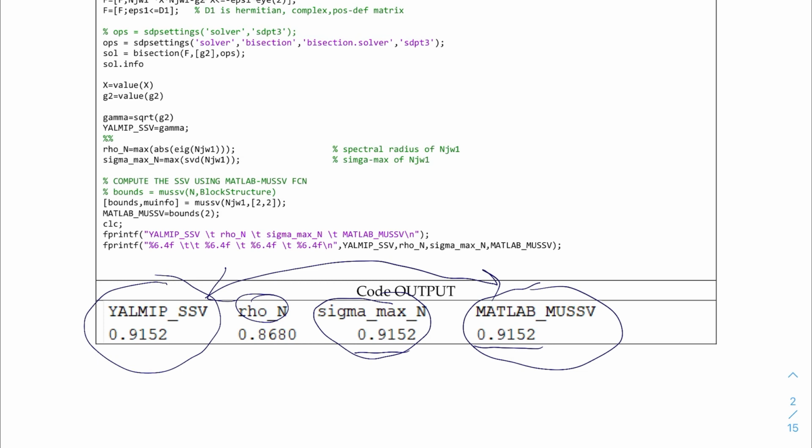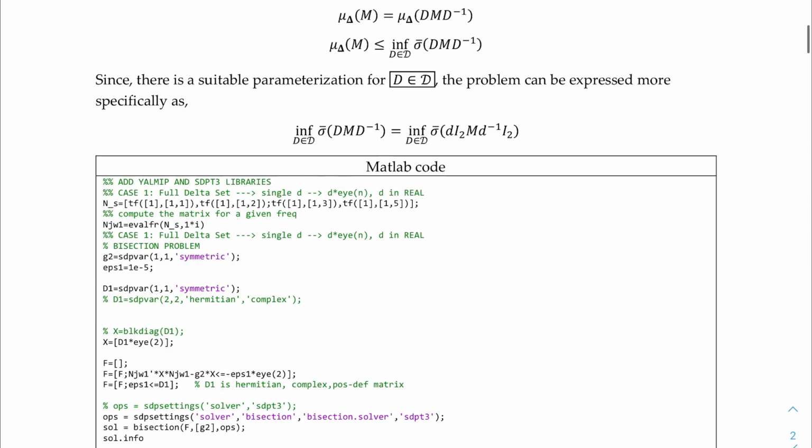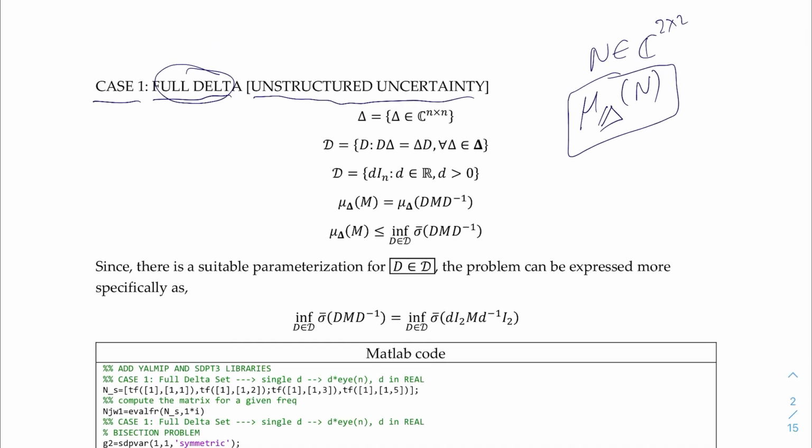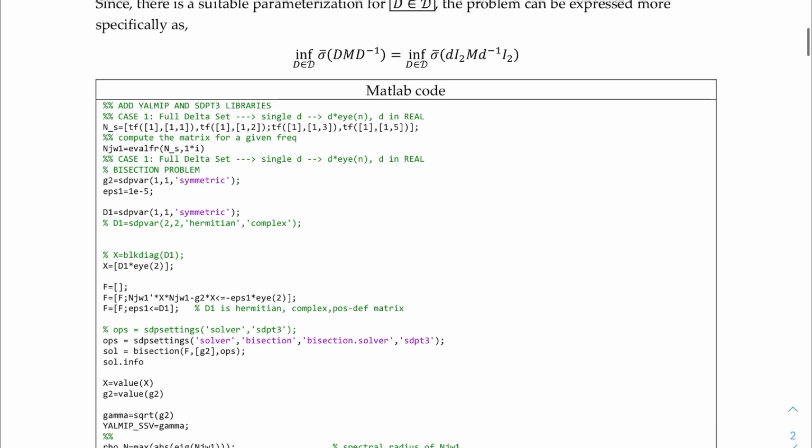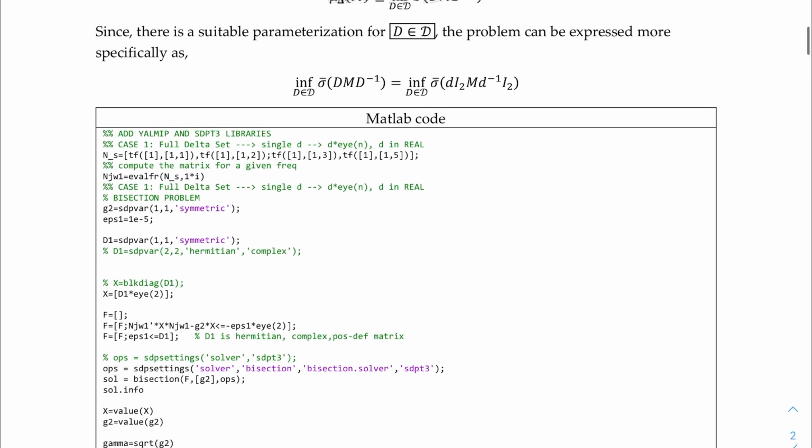That may be the case where you are making mistakes in both algorithms. We also realize that sigma max equals SSV, and that's a special case. So when you have full delta, your SSV you can just directly write as sigma max of N, sigma max of the given complex N. And again we have one more special case like that, but before that, let's just focus on the Yalmip.